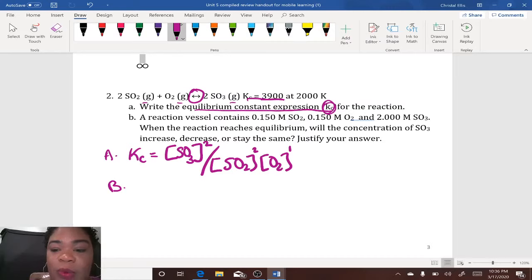For B, a reaction vessel contains 0.15 molar concentration of SO2 and 0.150 molar concentration of O2 and 2.0 molar concentration of SO3. When the reaction reaches equilibrium, will the concentration of SO3 increase, decrease, or stay the same? Since I know what my equilibrium expression is, I need to figure out what my Q is so that I can compare my Q to my equilibrium expression and see which species will be more dominant. It's the same formula as the Kc: the concentration of our products over the concentration of our reactants.